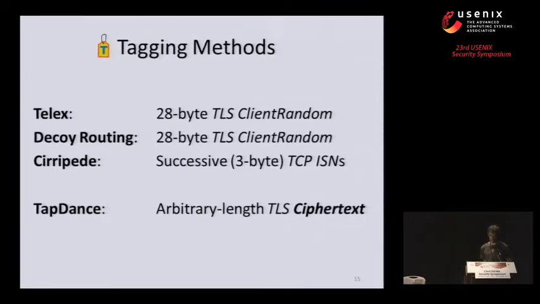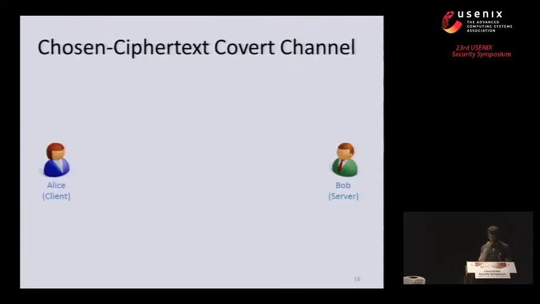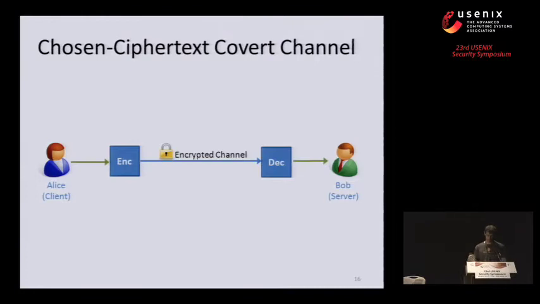And so in TapDance, we found a way to make an arbitrary length tag encoded into the TLS ciphertext. So this is the application data packet that the client is going to send to the decoy server. To give you an example of how this works from a high level, let's say that we have Alice and Bob, and Alice is a client, and Bob is a server, and they're communicating over some encrypted channel. This could be TLS, for example. And because it's TLS, they start by establishing a shared secret or doing some kind of key exchange to establish a shared secret. And then Alice encrypts data, sends it to Bob, who decrypts it with that same key.